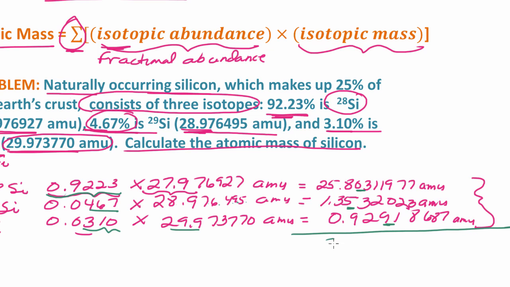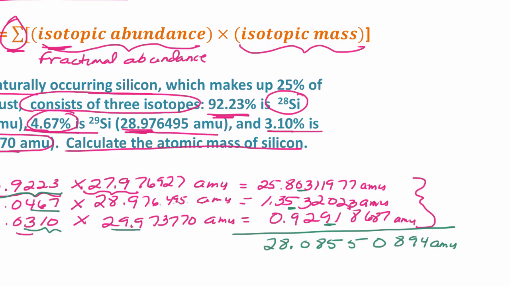So here I get 28.0855089 atomic mass units. And let's see what we have here. Now we're adding, so I have to look at the digits beyond the decimal point. Here I can have 2, here I can have 2, and here 3. So we can only have 2 digits after the decimal point. So this would be 28.08 atomic mass units.